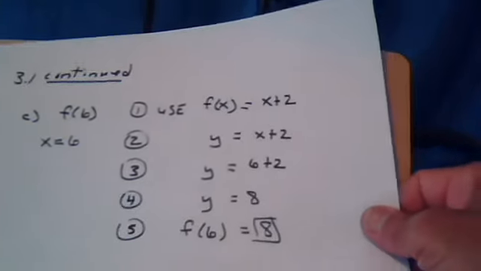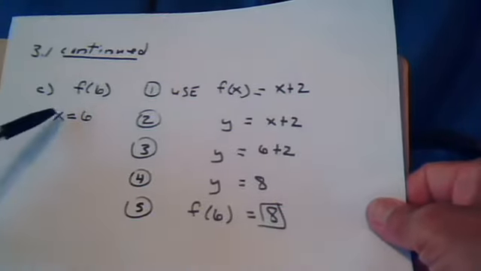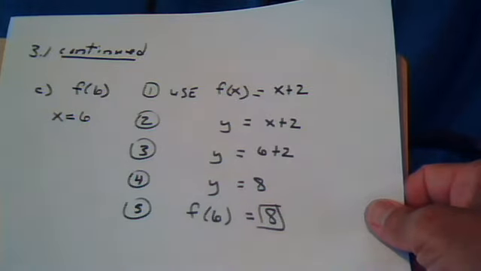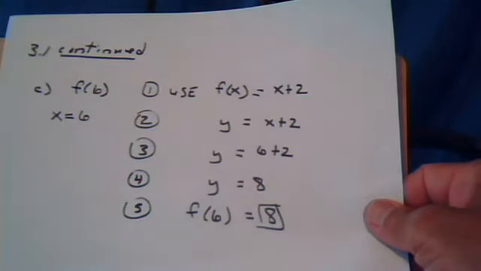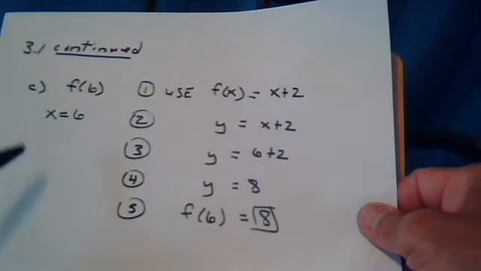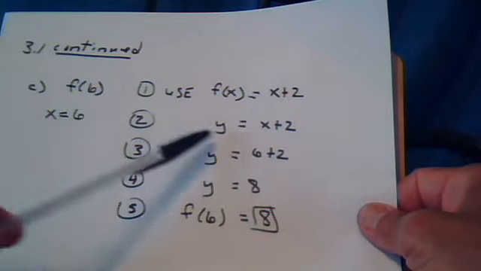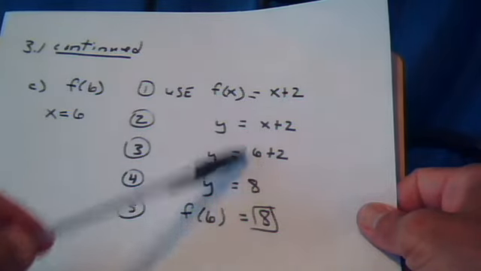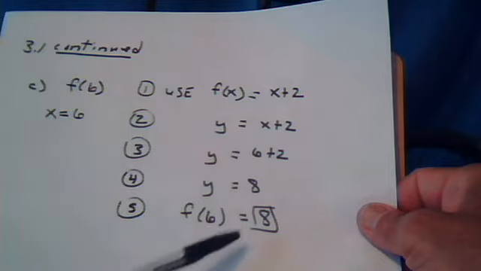f of 6. That means x equals 6. x equals 6 is in the third group of x's. So it's going to use this definition of f of x. So now you plug in the 6 where the x is, simplify, and so f of 6 equals 8.